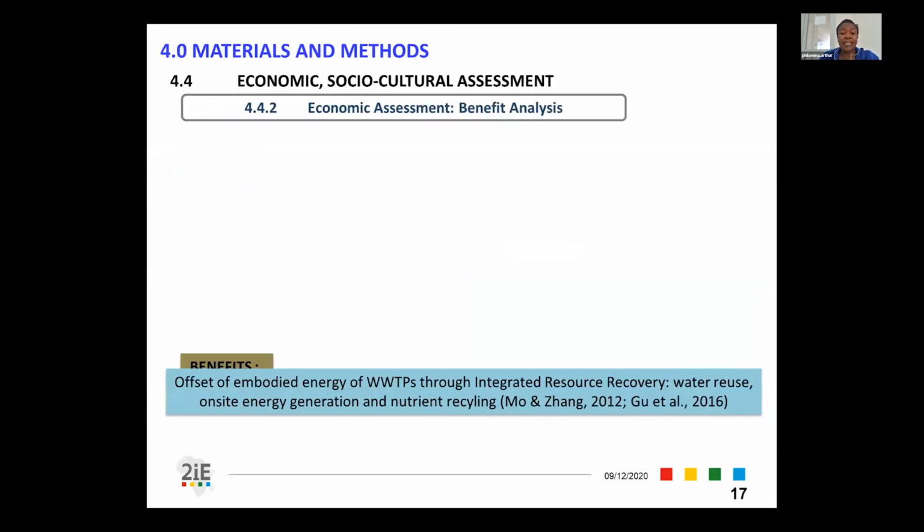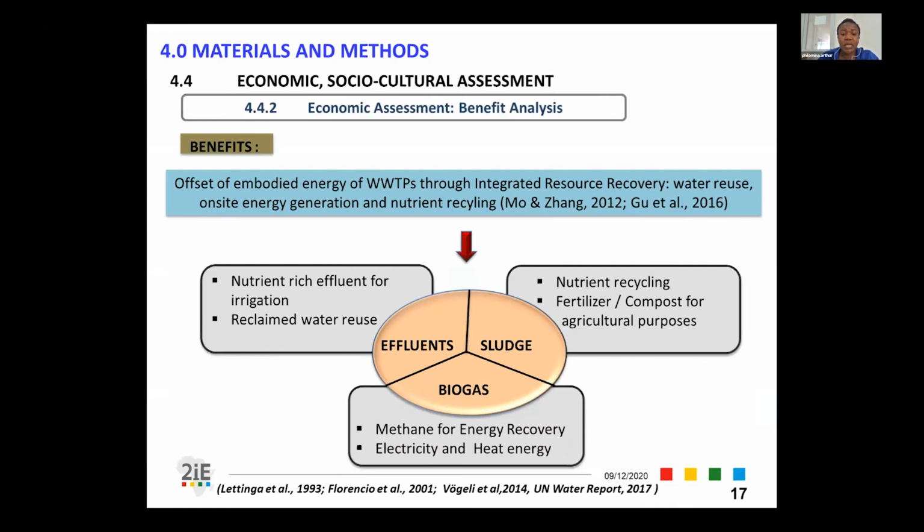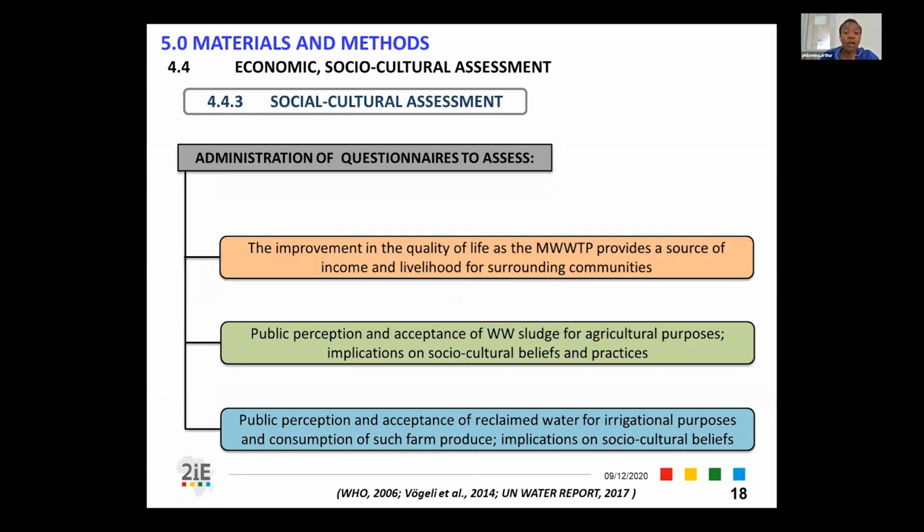Then I'll also do my benefit analysis where I'll look at the resources that I can generate from my wastewater, where I have the effluent, I have the sludge, and I have the biogas from which I can recover resources. I'll also look at my socio-cultural assessment where I'll administer questionnaires to assess how the quality of lives have been improved as a result of the presence of the wastewater treatment plant, and also the public perception and acceptance for using the sludge and also the reclaimed water for agricultural activities.